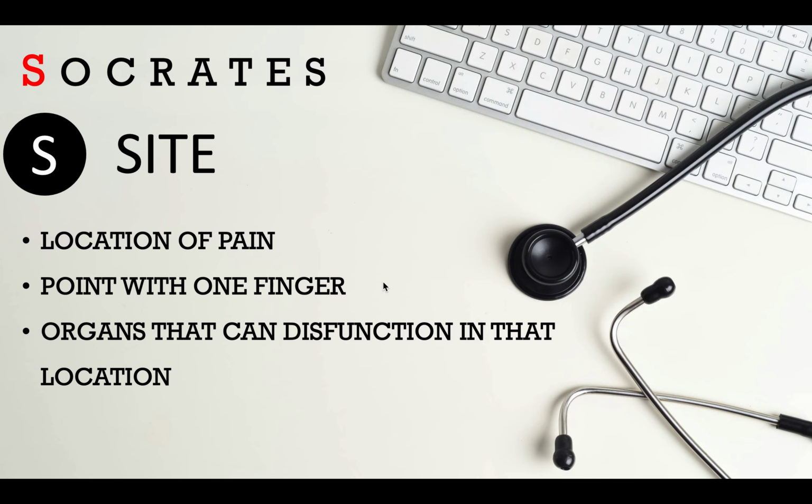Now, if someone presents with pain that's widespread, for example, they say that they have pain throughout their abdomen, you need to ask them, if you can point with one finger to where the pain is worst, where would you point? And again, that should help guide you to a differential diagnosis. So whenever someone says where the pain is, you immediately start thinking of the organs that are there.